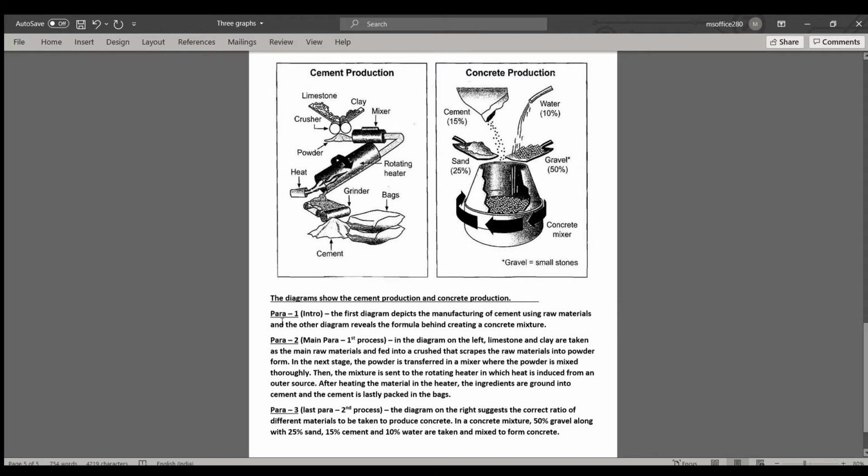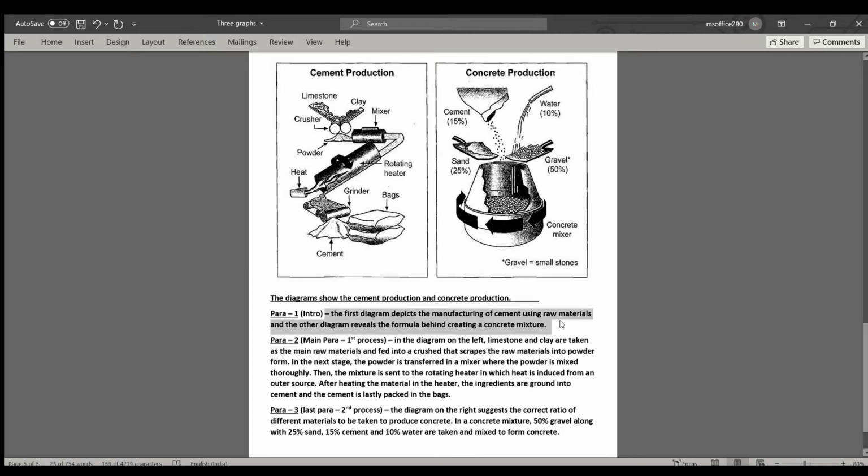You just need to write the introduction in the first para, then explain the lengthier diagram, which is in this case the cement production, and in the last paragraph write about this diagram. So this is how you will make 3 paragraphs. No overall, no overview, no lastly, nothing. So straight away we are going to start with the introduction.